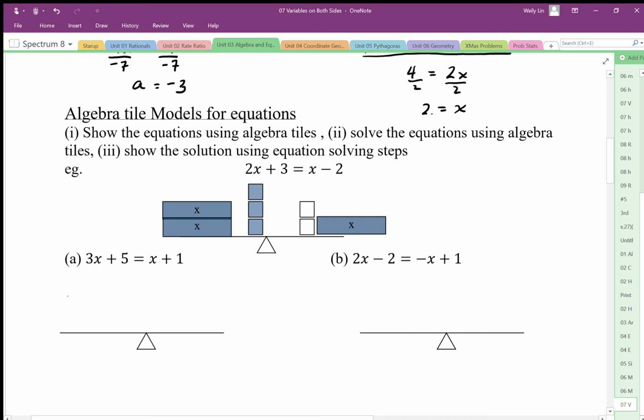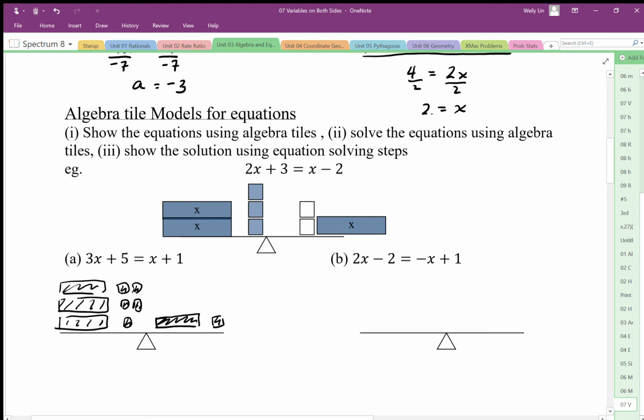So here my initial picture is going to look like this. I'm going to have 3 x's on this side. Okay, so there's my algebra tiles for x's. I'm going to have 5 1's. I'm going to have 1x on this side and 1 1. Okay, so we could solve this.